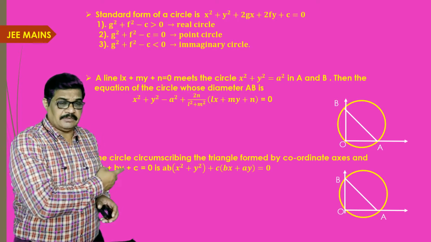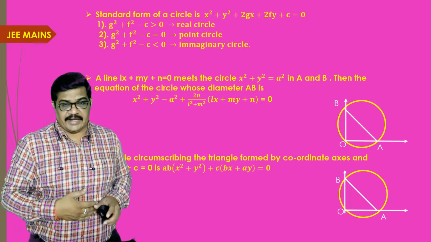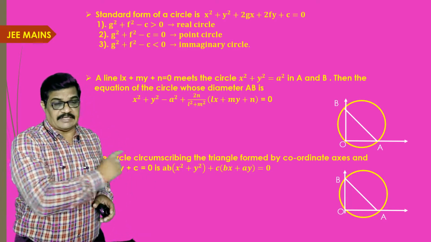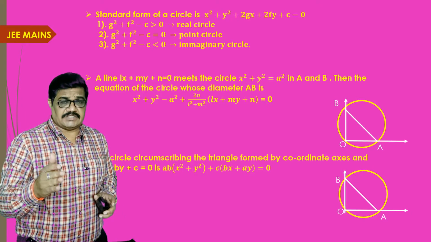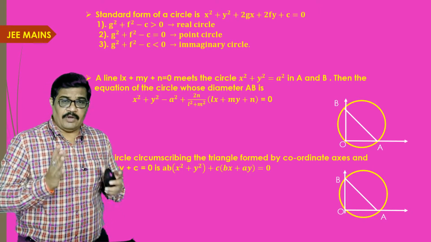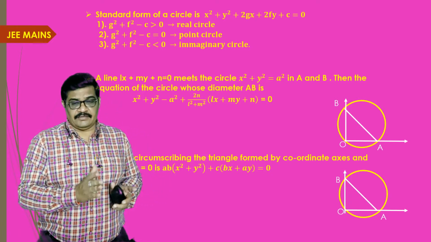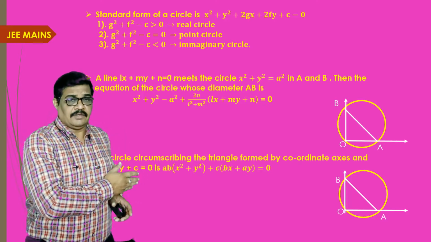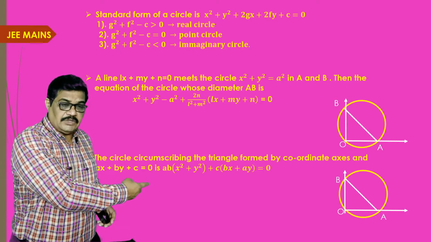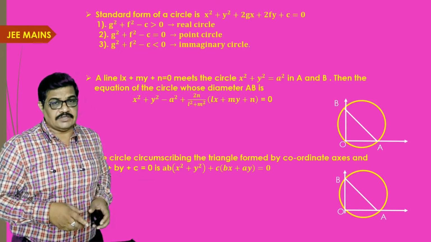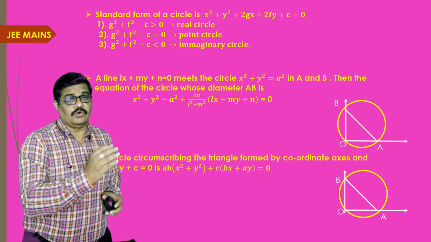See another concept. The circle circumscribing the triangle formed by the coordinate axes and the line ax + by + c = 0. So this line ax + by + c = 0 intersects the coordinate axes at capital A and capital B. Now we have to find the equation of the circumcircle of the triangle OAB. We get it from this formula: ab(x² + y²) + c(bx + ay) = 0. This is the formula for the circumcircle of triangle OAB.